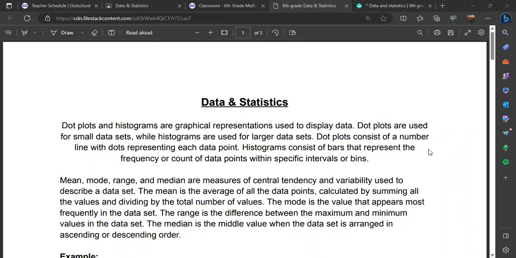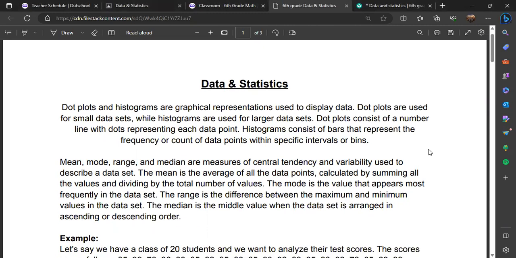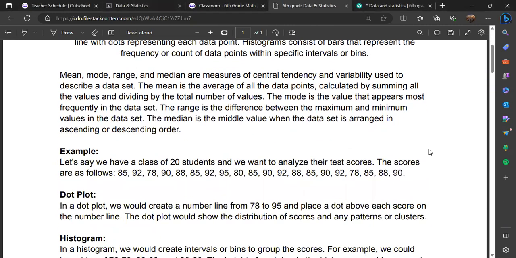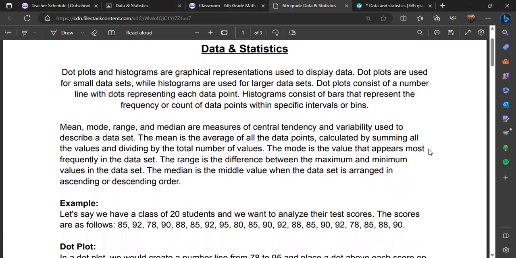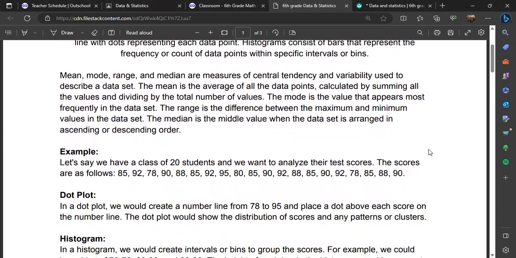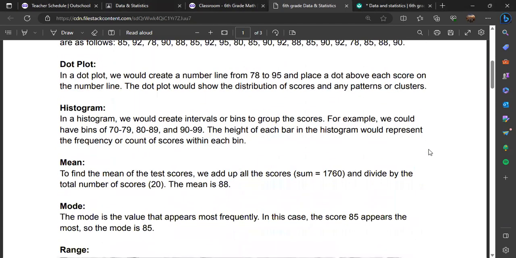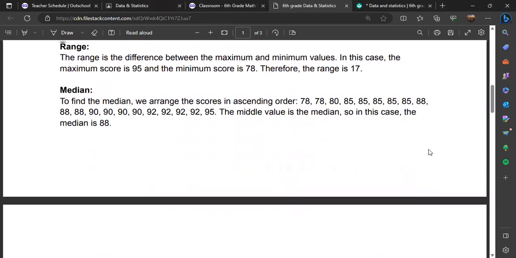Welcome. So we are now in the Data and Statistics unit, which is the final unit for 6th grade here. I created these two guides to help you with the different types of graphs you'll see, such as dot plots, histograms, and you'll learn about mode, range, and median. So I do suggest looking through this.